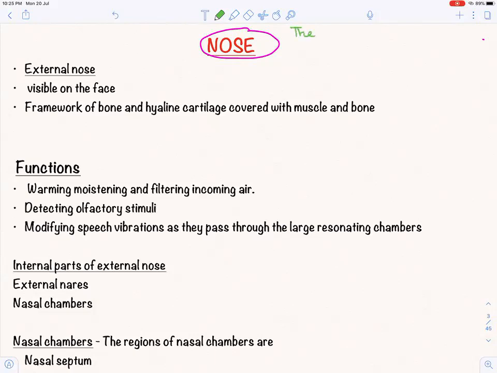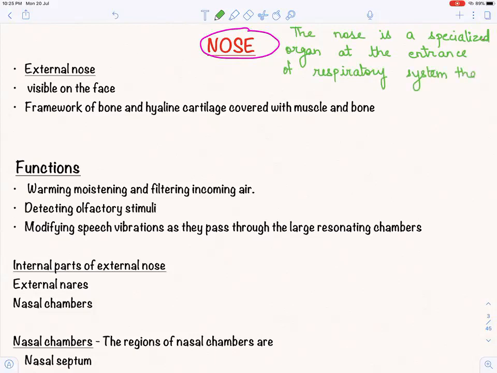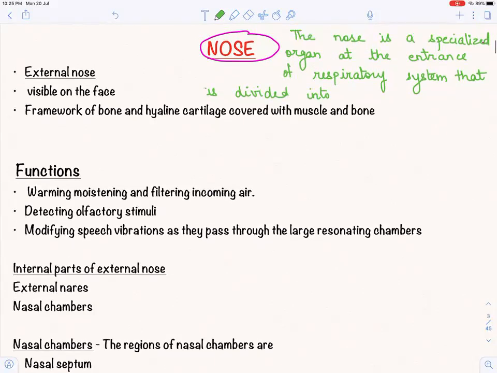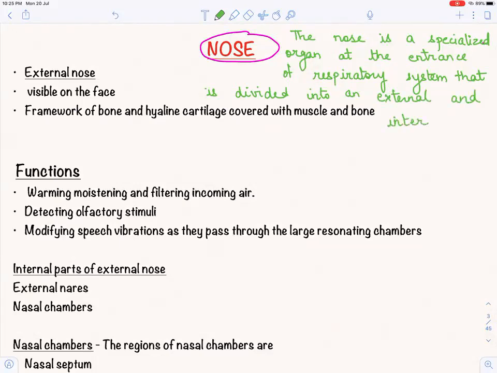So the nose is a specialized organ at the entrance of the respiratory system that is divided into an external and internal portion, right? What is the external portion that is visible on our nose, and what is the internal portion?